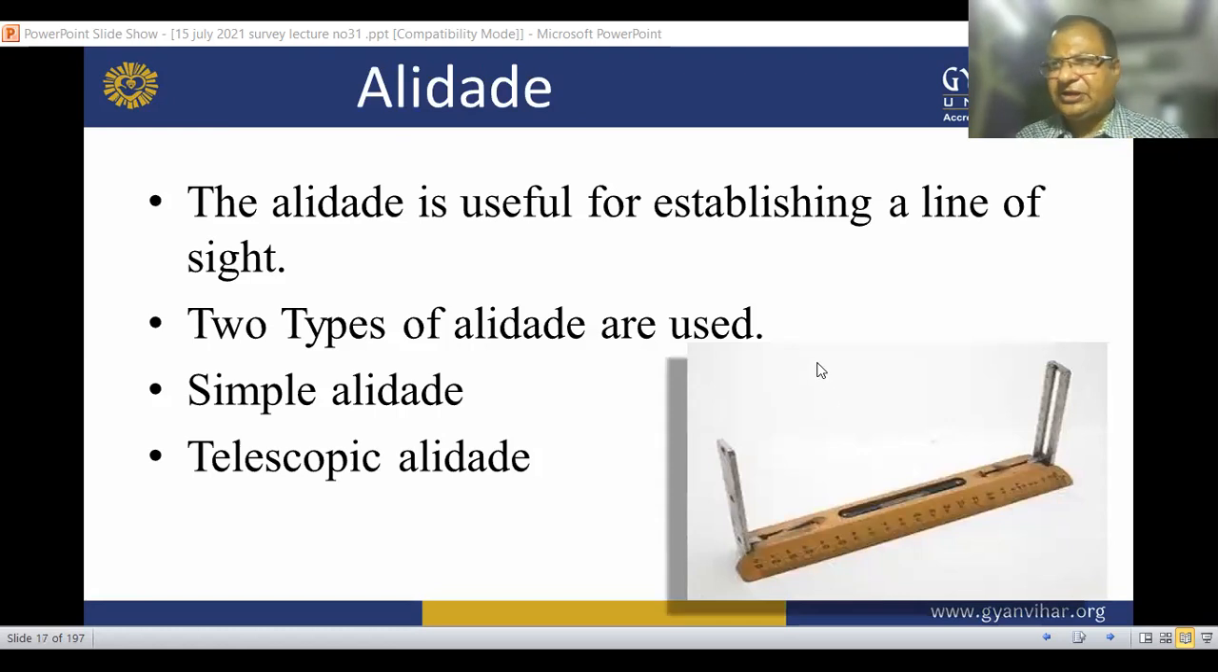Now comes the alidade. This is the photograph of the alidade. The alidade is useful for establishing a line of sight. Two types of alidade are used: simple alidade and telescopic alidade.